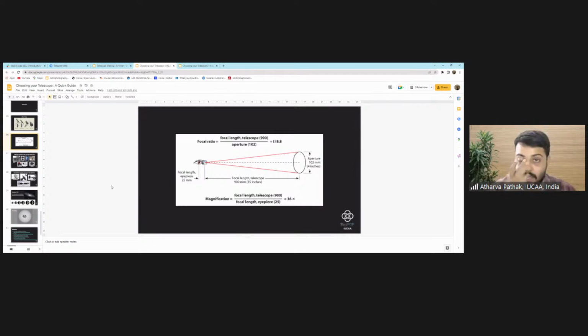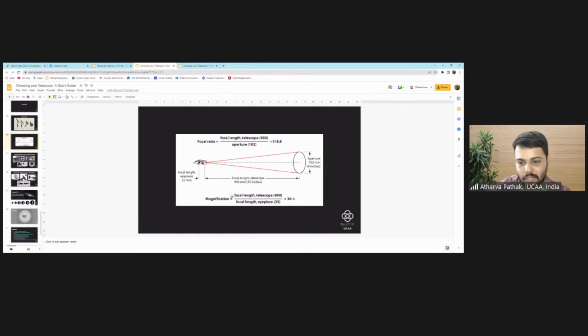Now, you can also calculate the magnification of your telescope. You know that the focal length of the telescope does not change. Once you get a telescope, it has a certain focal length which you get from the manufacturer. If you have made the telescope by yourself, it is in your hands what the focal length of your telescope should be. Then using different combinations of eyepieces, you can achieve different magnifications.